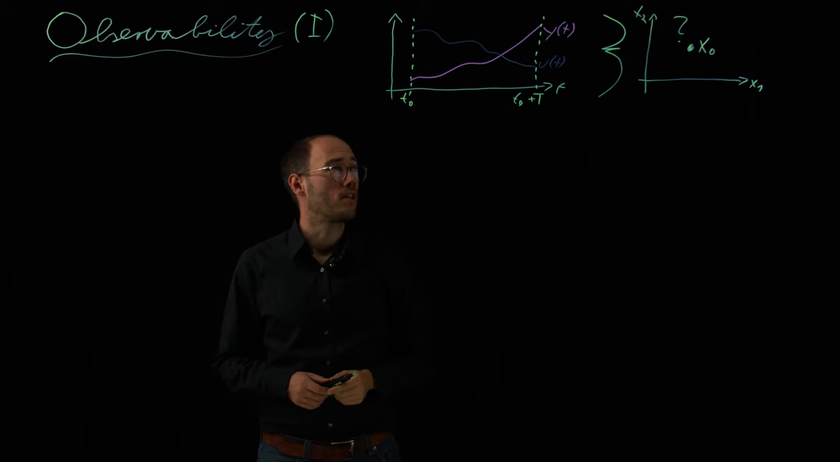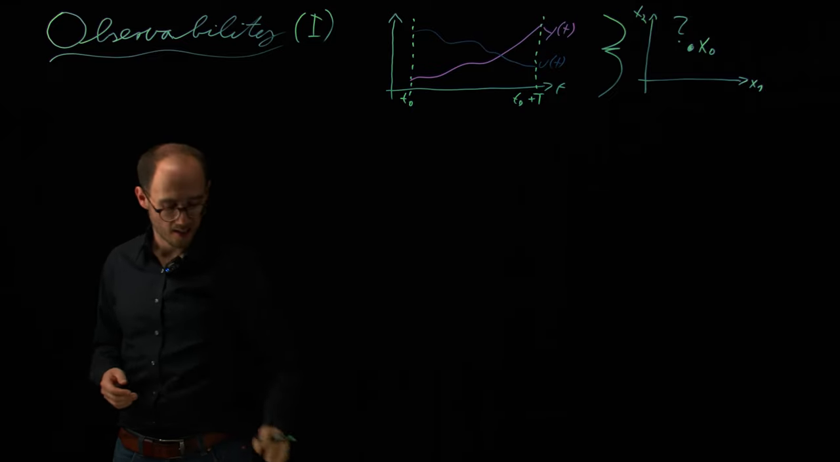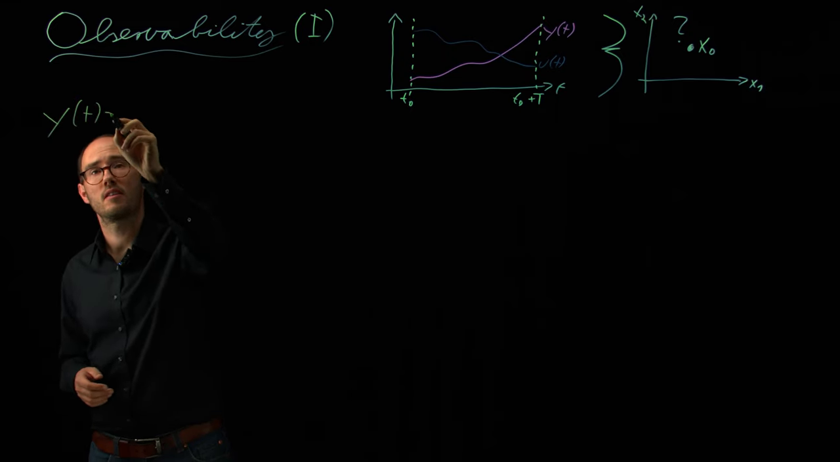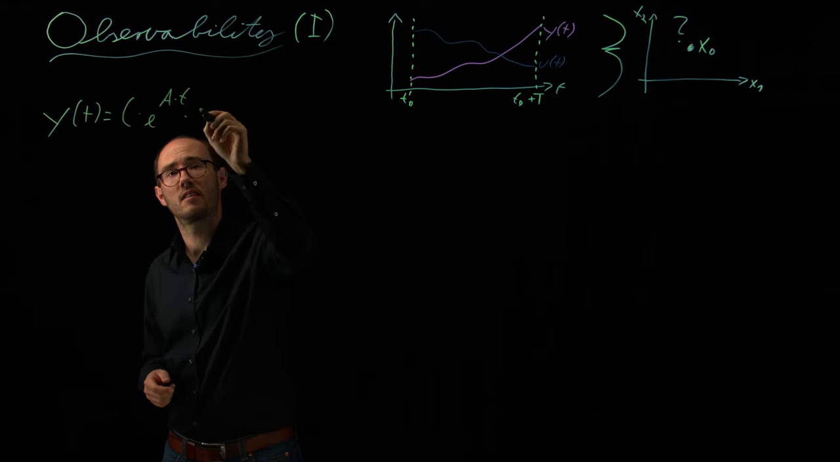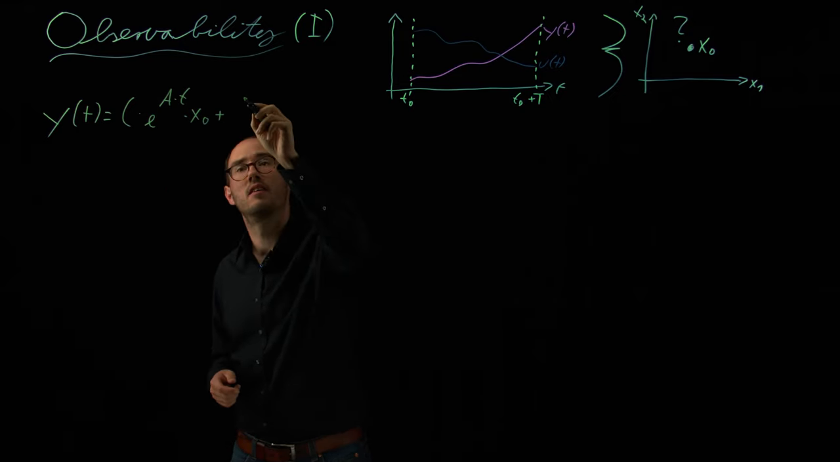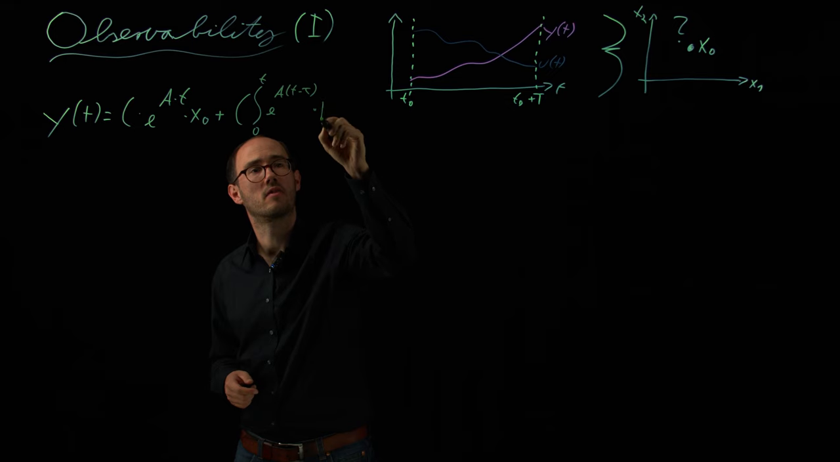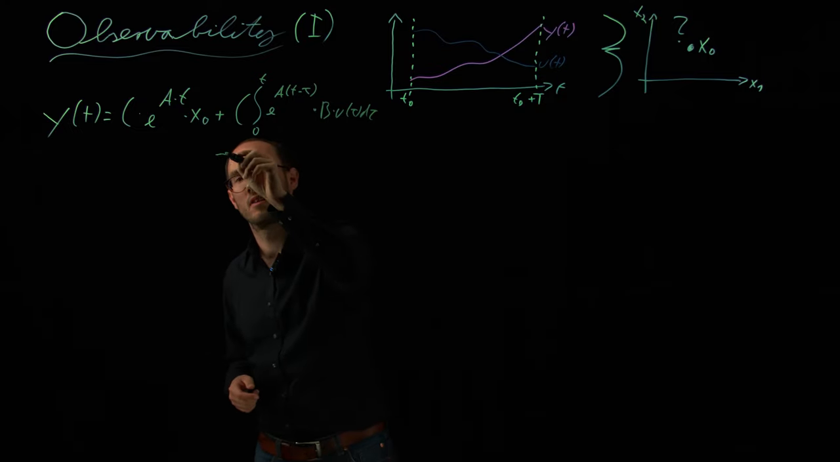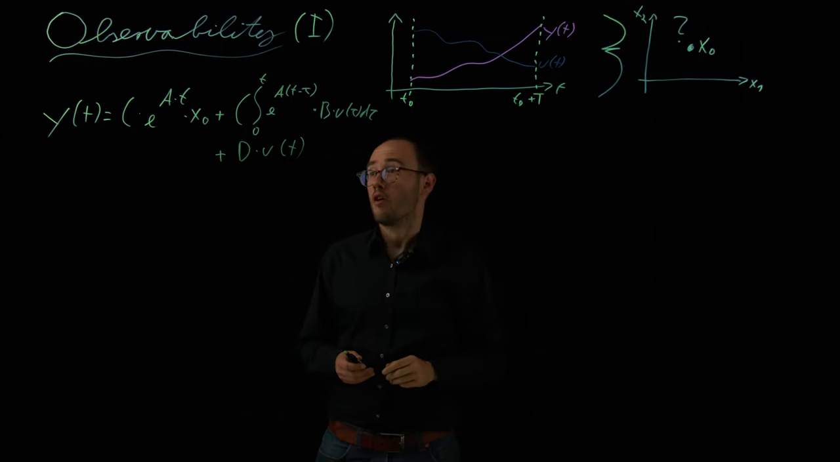In order to answer this question, if we're able to uniquely distinguish x0 based on some observations, we make use of the exact solution of linear state space models from one of the previous videos, which was y of t is identical to C times e to the power of A t times x0 plus C integral from 0 to t e to the power of A (t minus tau) times B times u of tau d tau plus D u of t.